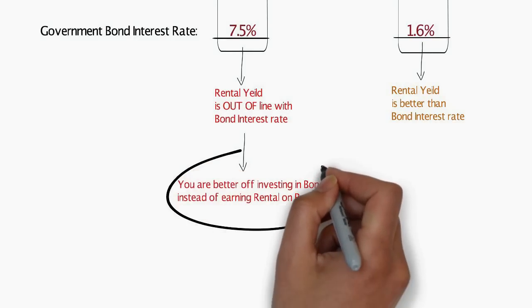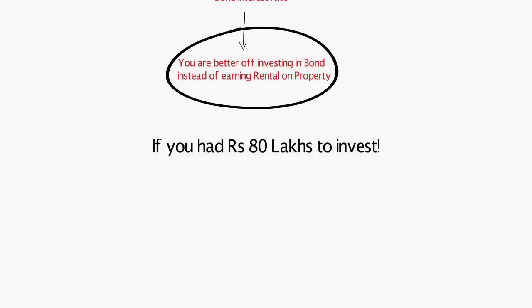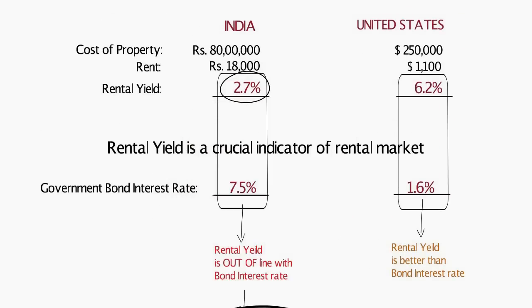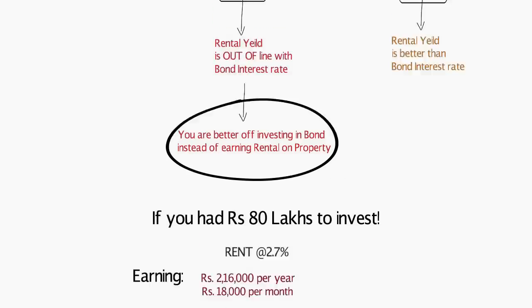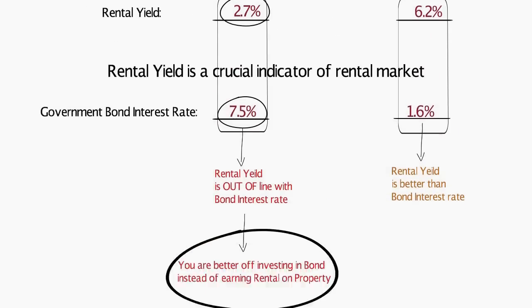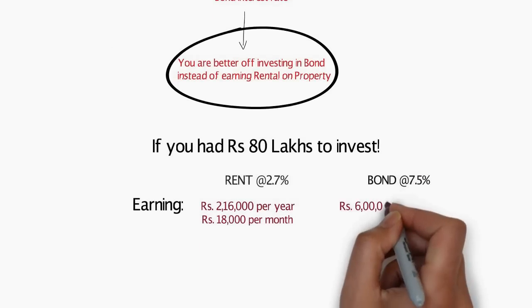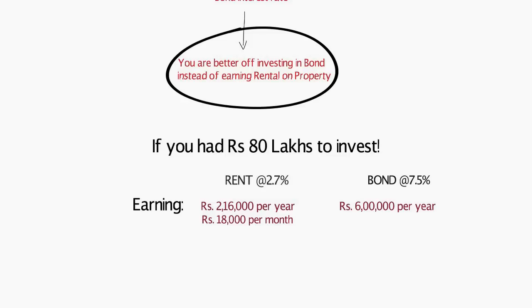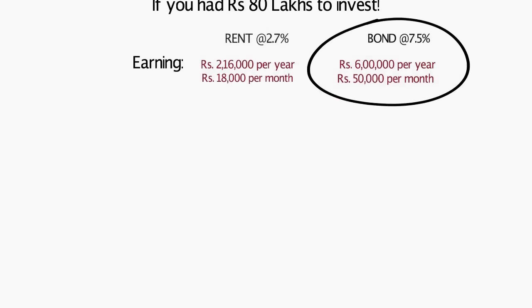To put things in context, if you have 80 lakhs and you invested in property to earn rent, you will be earning 2,16,000 in 1 year, which essentially means you will be earning 18,000 rupees a month. On the other hand, if you invested this 80 lakhs into a bond, you will be earning about 6 lakh rupees a year, which is 50,000 a month. It's obvious, investing in property to earn rent in India is not a good idea.